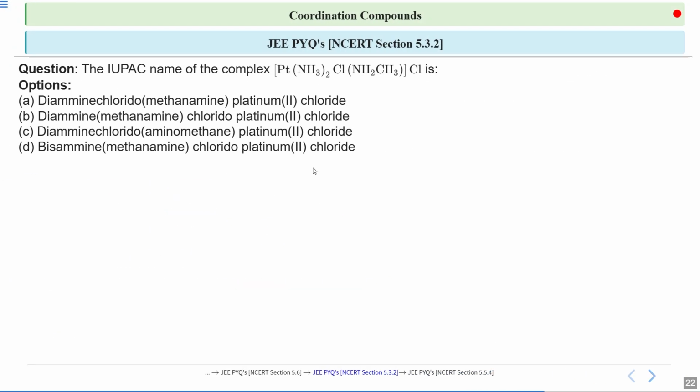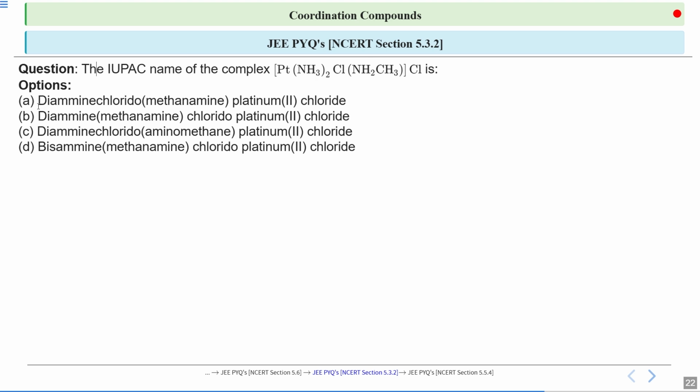This is a JEE PYQ and this is covering the NCERT section 5.3.2. The question is: the IUPAC name of the complex [Pt(NH3)2Cl(NH2CH3)]Cl. You have been given this complex formula, and you have to tell the IUPAC name of this complex.